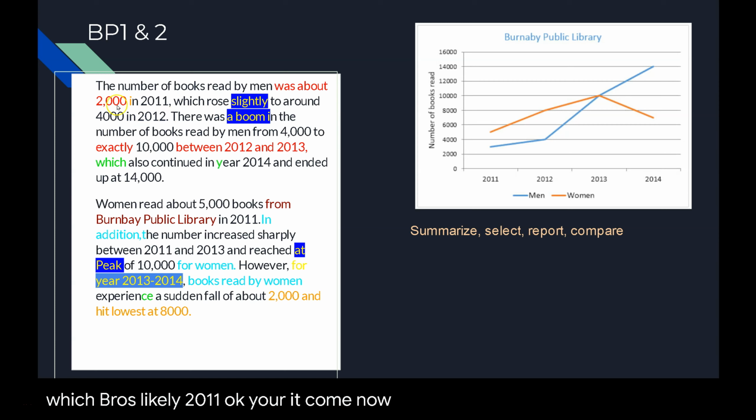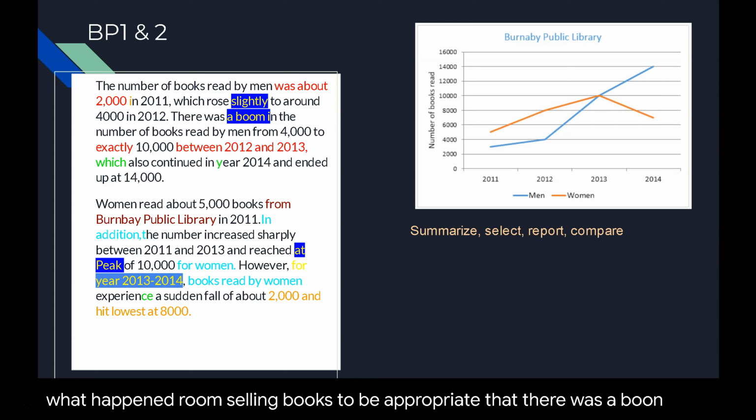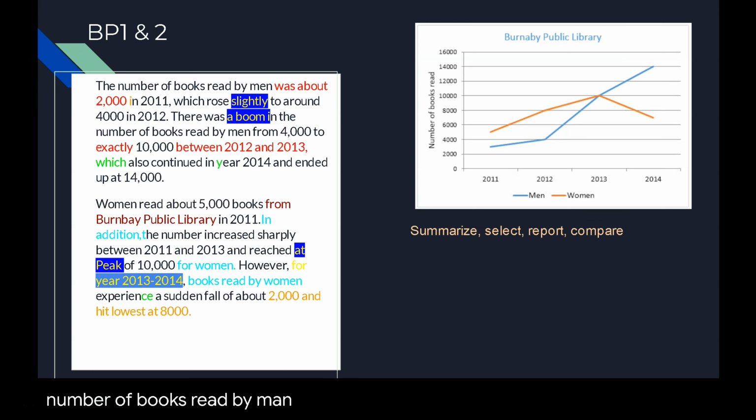Now, your numbers are wrong. Of course, it says 3,000. But going from 2,000 to 4,000, is that a slight rise? It's a doubling. It's more than twice. Twice as much. So it's not a slight rise. It didn't rise slightly, comparatively. What happened then? There was a boom. Booms happen in business. If this was selling of books, boom would be appropriate. But there was a boom in the number of books read by men. From 4,000. Wait, the men are from 4,000?